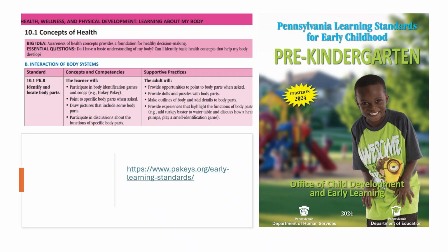So some examples to help students identify and locate body parts: they can participate in body identification games and songs. So it's like the hokey pokey, head, shoulders, knees, and toes, something along those lines. The learner will point to specific body parts when asked. The learner will draw pictures that include some body parts, and the learner will participate in discussions about the functions of specific body parts.